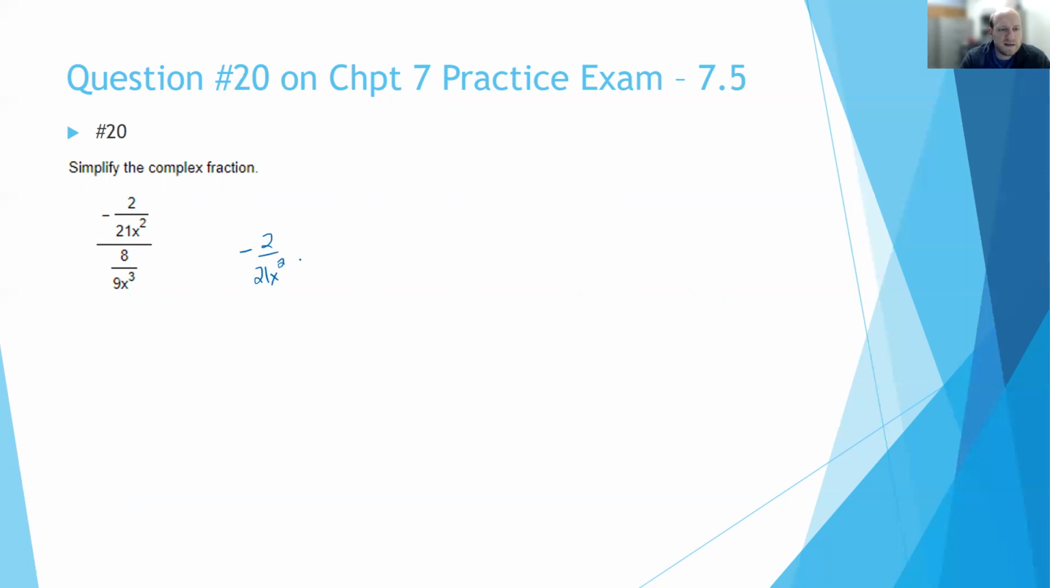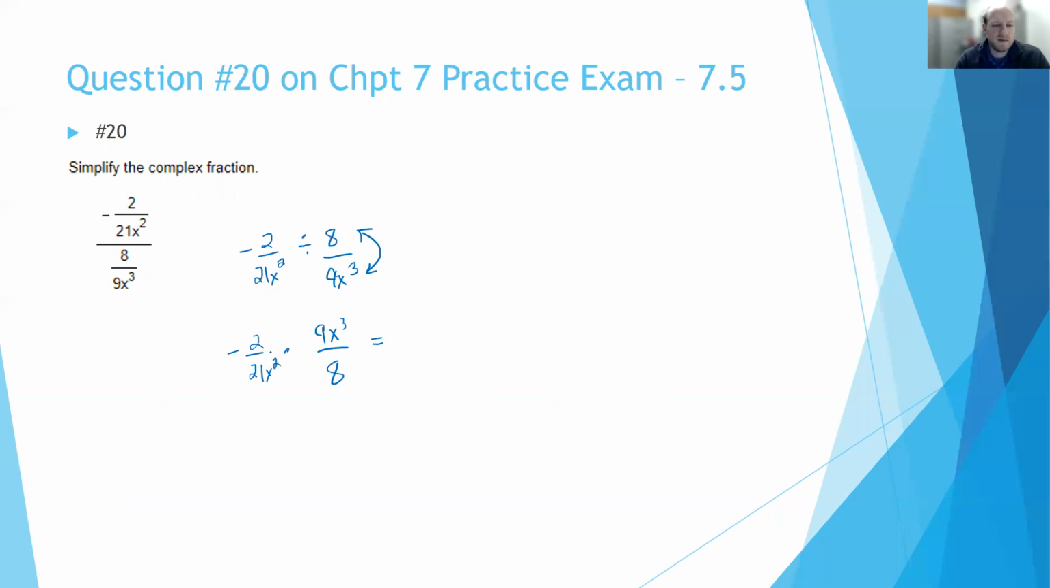I'm going to rewrite this problem. It looks like this. Okay. And now I can do that keep, switch, flip. So I'm going to keep this first one, change the division to multiplication, and then flip the second one. So the second one gets flipped. And now I think this looks a little bit easier.